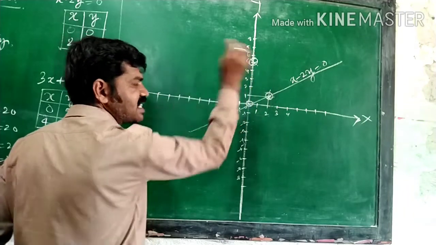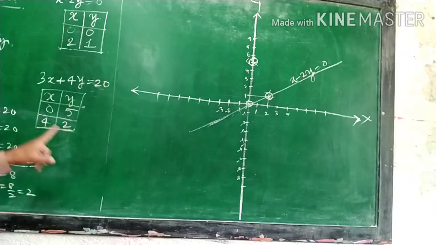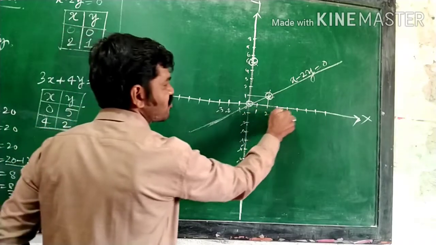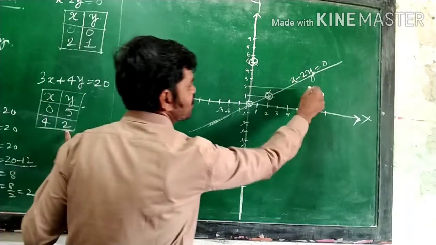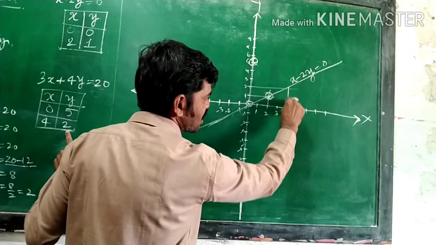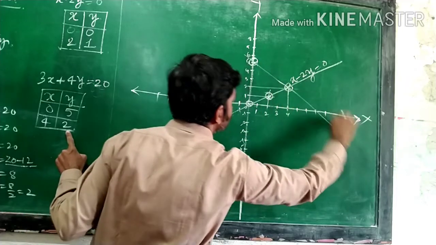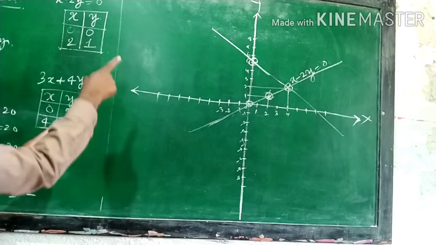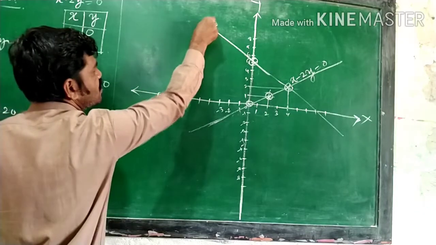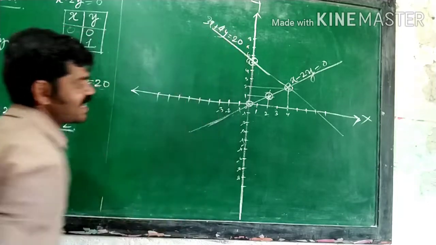This is the point where x is equal to 0 and y is equal to 5, that is 1 point. And when x is equal to 4, this is 1, 2, 3, 4, and we have obtained y is equal to 2. This line intersects the other. So the name of this line is 3x plus 4y is equal to 20.